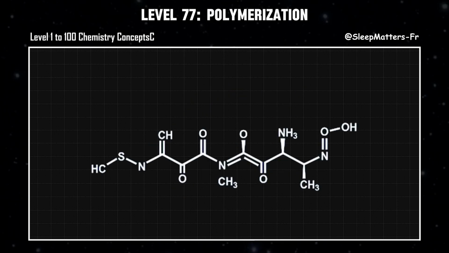Level 77. Polymerization. Polymerization is the process of creating large molecules, called polymers, by joining smaller molecules called monomers. It is like connecting tiny beads to form a long necklace. But in the world of chemistry, these beads can be sugar molecules that become starch, tiny gas molecules that turn into plastic, or even proteins in your body.